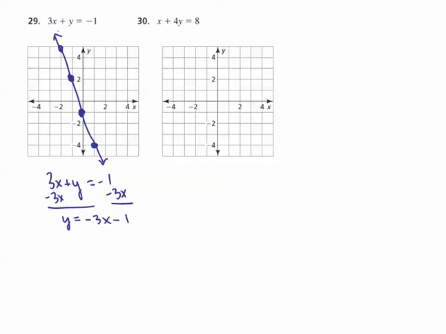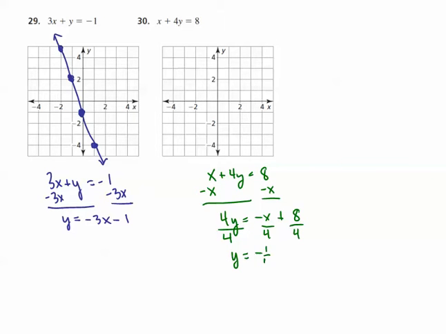All right, number 30. Again, we don't have it in slope-intercept form, but we can put it there. We start with x plus 4y is equal to 8. Going to subtract x from both sides, and we have 4y is equal to -x plus 8. Then we divide everything by 4, and when we do, we get y as -1/4 x plus 2.